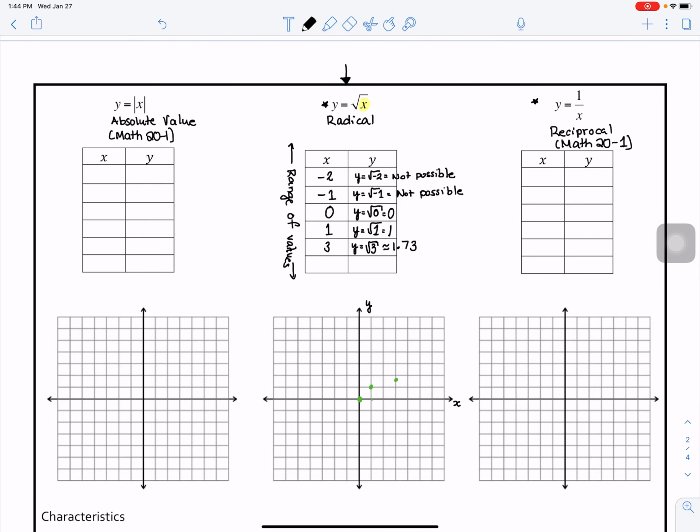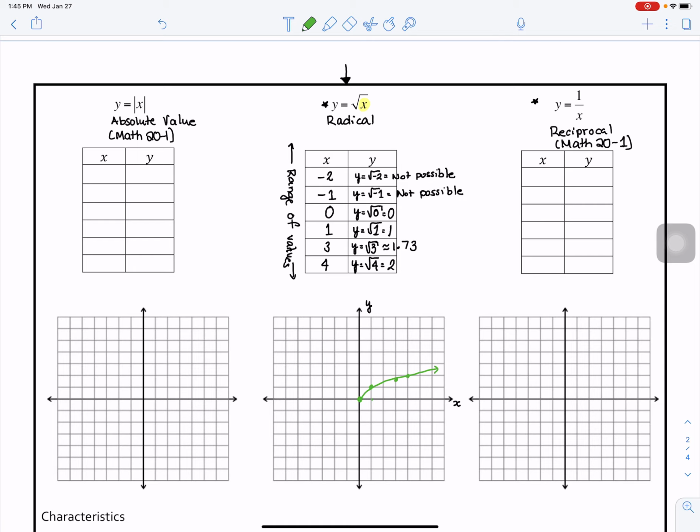Choose any other value I want. I was going to choose 9 because I know that 9 is a nice value, but my graph doesn't actually go to x equals 9. Let's choose 4 instead, because I know that the square root of 4 is equal to 2 and I can plot that point. So when you're representing your table of values, you want to try to choose a varied amount of values.